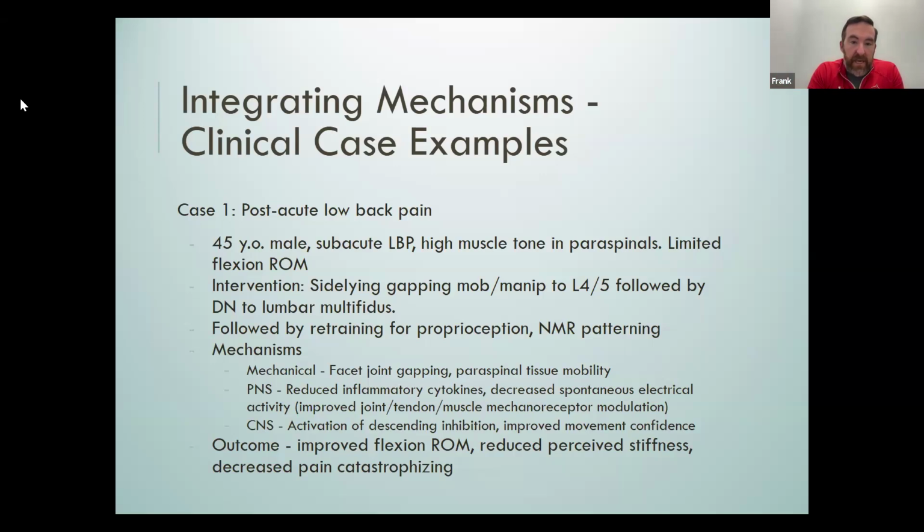So the mechanisms in this case, all right, we have the mechanical, so facet joint gapping, maybe some paraspinal tissue mobility, or there's an input to the tissue there. At the peripheral nervous system, okay, because of the manual and the dry needling, we have reduced inflammatory cytokines, decreased spontaneous electrical activity, which is going to improve joint, tendon, and muscle mechanoreceptor modulation and improve proprioception of the area. And then centrally, you get better cortical mapping, some descending inhibition, and improved movement confidence. So, hey, immediately we have this improved flexion range of motion, and reduced perceived stiffness.